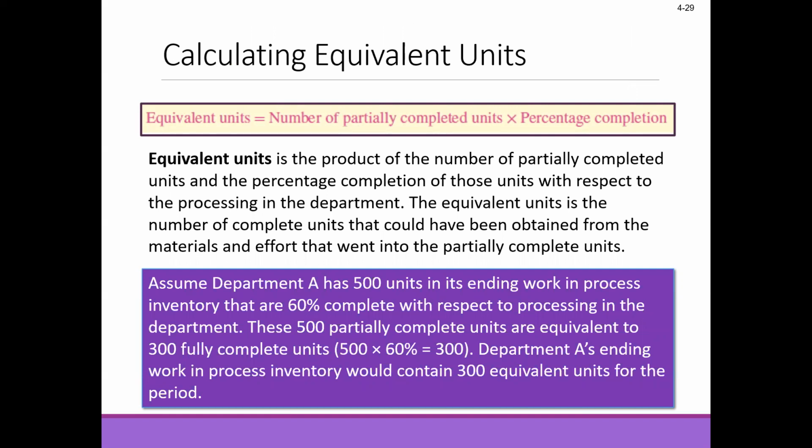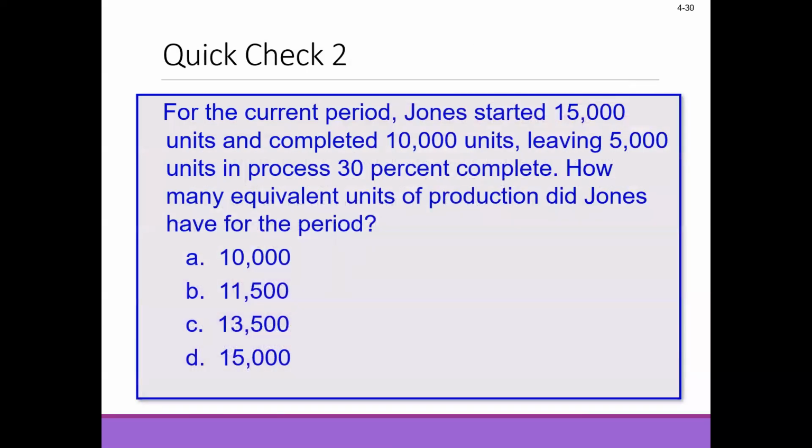In calculating these equivalent units, we're going to take the partially completed units times the percentage completion of those units with respect to which processing department they're in. And then these equivalent units is going to be the number of complete units that could have been obtained from the materials and effort that went into these partially completed units.